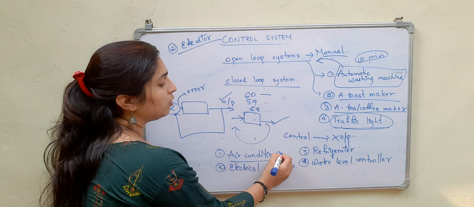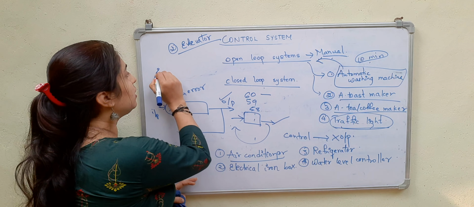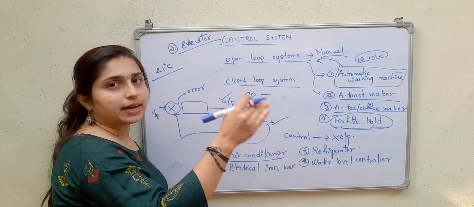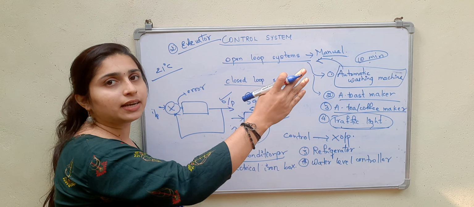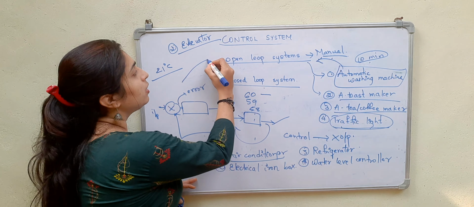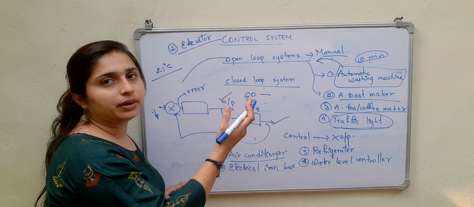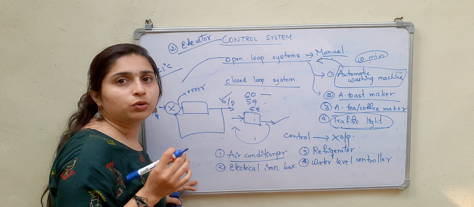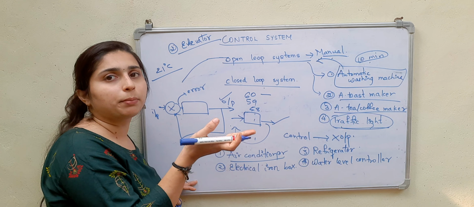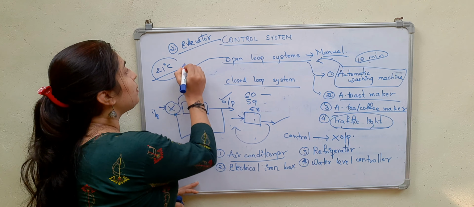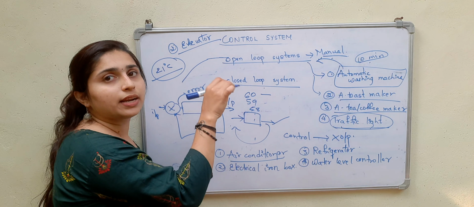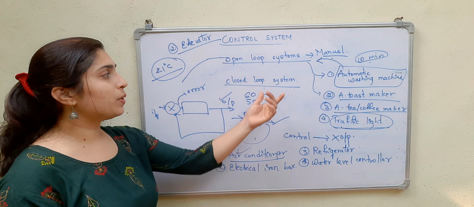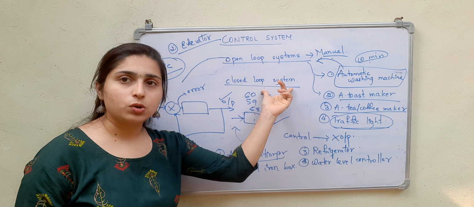Take the air conditioner. I set the room temperature to 21 degrees Celsius. It takes some time, because it does not reach 21 directly. There will be a transient response, and finally it reaches the steady state response. After that, if there is a slight change in room temperature, if it decreases or increases, the air conditioner adjusts it back to 21 degrees Celsius. So there is a feedback action going on in the air conditioner. That is why it is classified as a closed loop system.